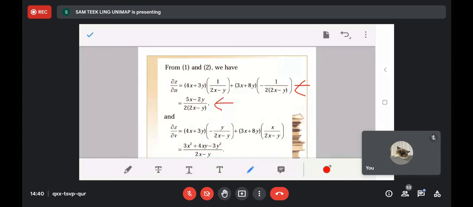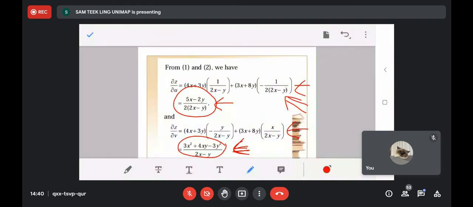Then we simplify. So don't stop here. Don't stop at this step. You need to simplify. So this one is the same. You substitute inside the formula, then we simplify. So this is our final answer, these two.